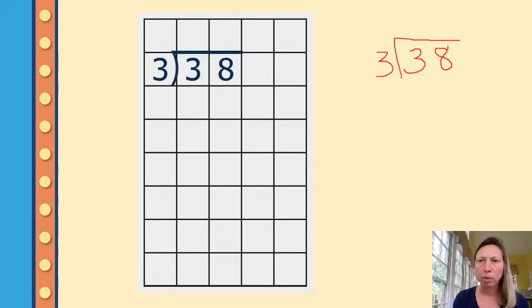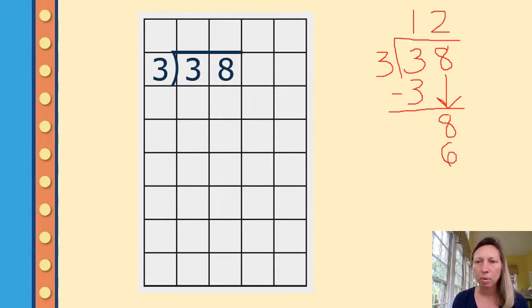All right, looking at the first digit, I know I can divide 3 into 3 one time. 3 times 1 is 3. I subtract and I get 0, so I can just bring down my 8. Now I have 8 divided by 3. I know I can do that 2 times. 2 times 3 is 6. If I were to do 3 times 3, it would be too much. Subtracting, I get 2. So I have remainder 2.